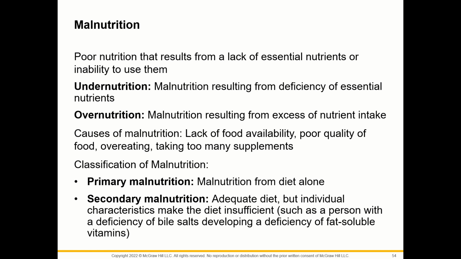There's two types of malnutrition, and this may surprise you. Undernutrition you are aware of, but overnutrition you may not be aware of. Undernutrition is malnutrition resulting from deficiency of essential nutrients. Malnutrition from excessive nutrient intake is overnutrition. And so again, that's what can lead to obesity. And a lot of times when folks suffer from obesity, the nutrients that are being taken in are largely fats and sugars. So the causes of malnutrition are lack of food availability, poor quality of food, overeating, and taking too many supplements.